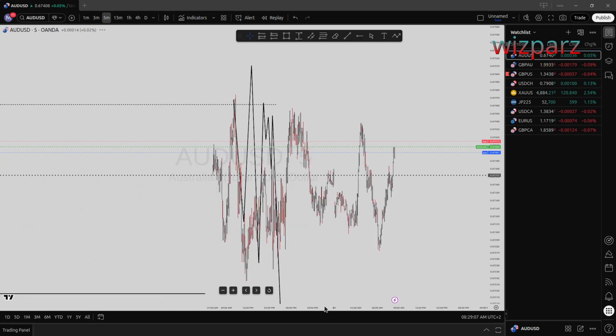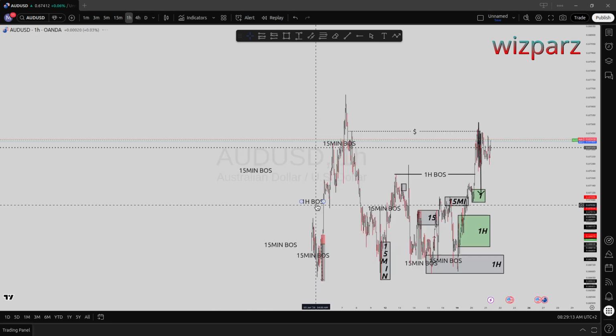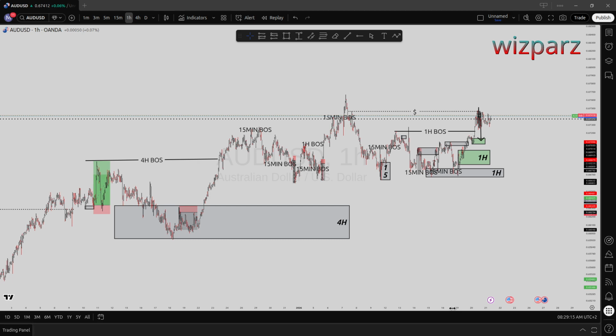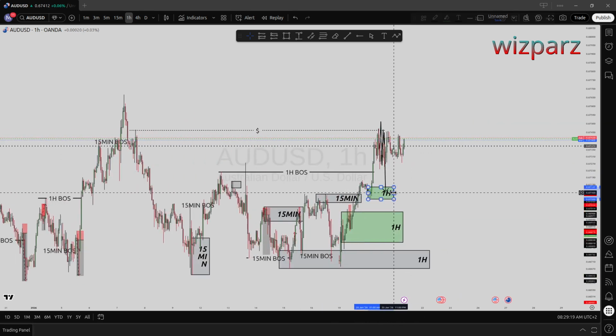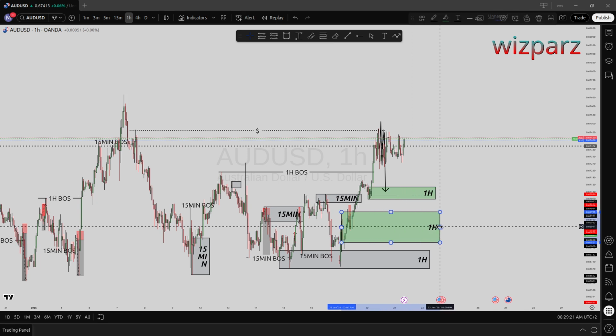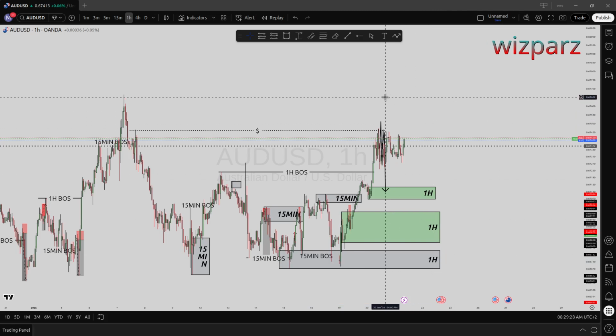And we are going to start with AUDUSD. On the 1 hour perspective you can clearly see that the market is currently in an uptrend, and this is the last low that can invalidate our long entry, trading the 1 hour time frame trend.